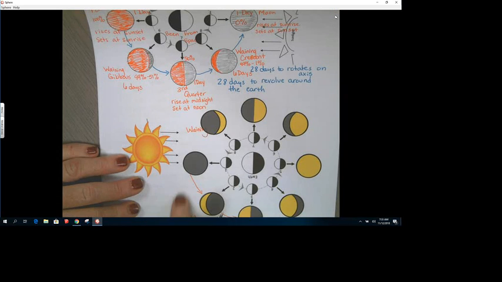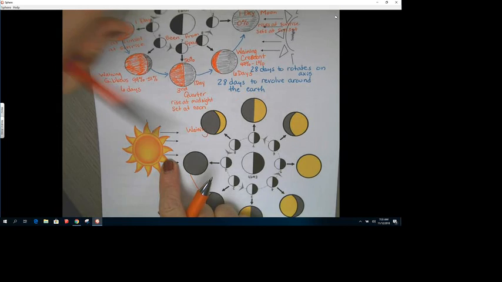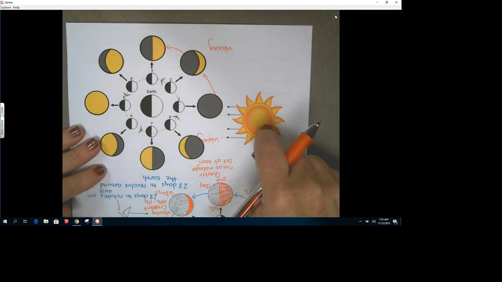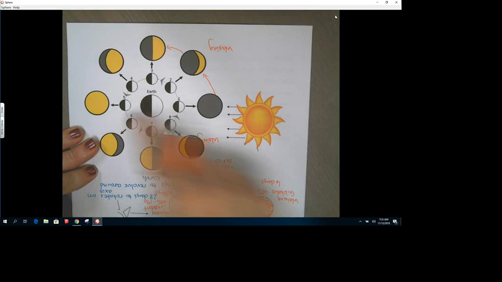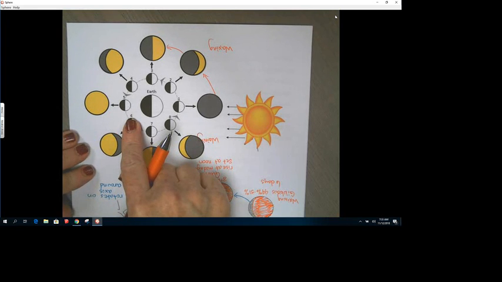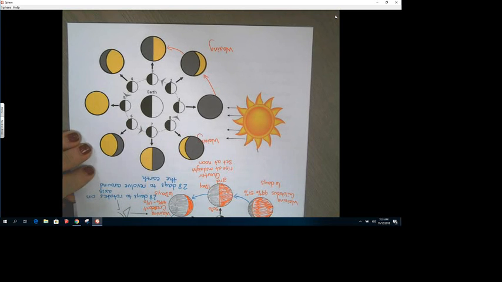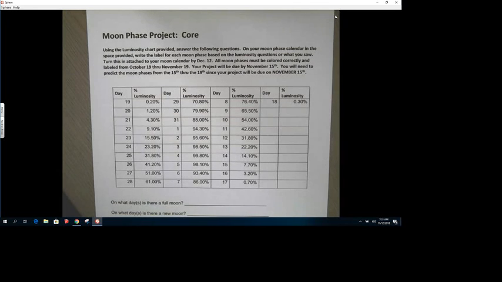So you just have to remember, look for your sunlight. Guys, do as I've always told you. If you don't know it, turn your paper so that your sun is on the right and you see what you've learned in class and how we drew it. It makes your life a whole lot easier. Your paper turns. Okay, let's look at this real quick, a luminosity chart.